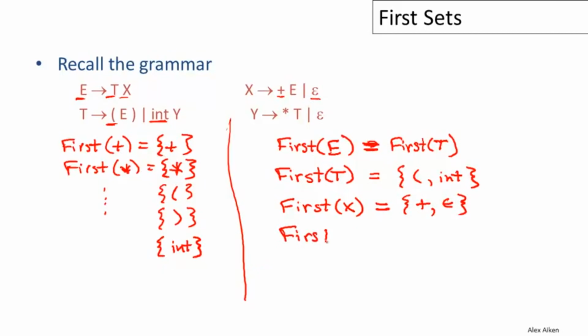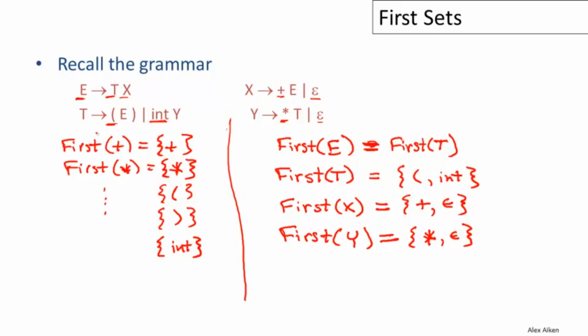And now what about the first of Y? Well, it's a similar structure to the productions for X. We have one production here that produces a terminal in the first position, and that's times. So the first of Y has times in it. And then Y also has an epsilon production. Y can go directly to epsilon, so epsilon is also in the first of Y.